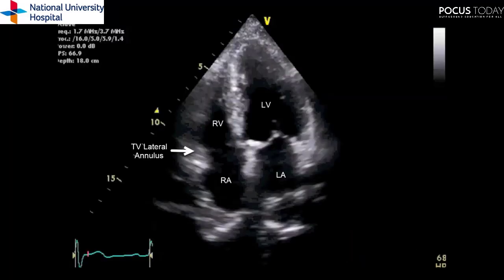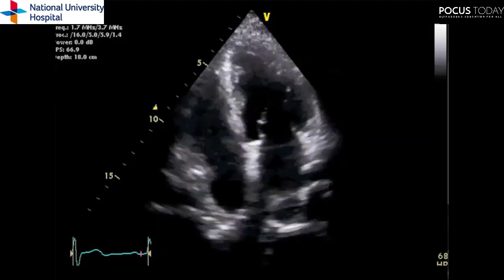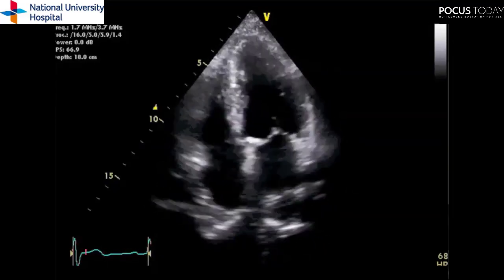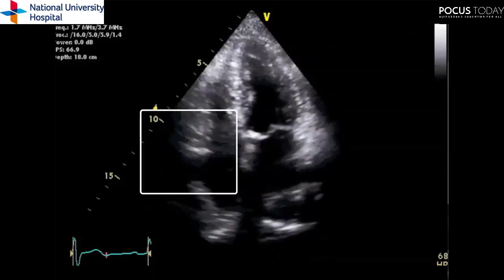When obtaining the TAPSE measurement, we need to ensure that the lateral annulus of the tricuspid valve is clearly visualized. We can adjust the gain, depth, or narrow the sector width to obtain a clear image of the lateral annulus. We can also zoom in on the lateral annulus to obtain a larger image. This will assist us to obtain the TAPSE measurement.